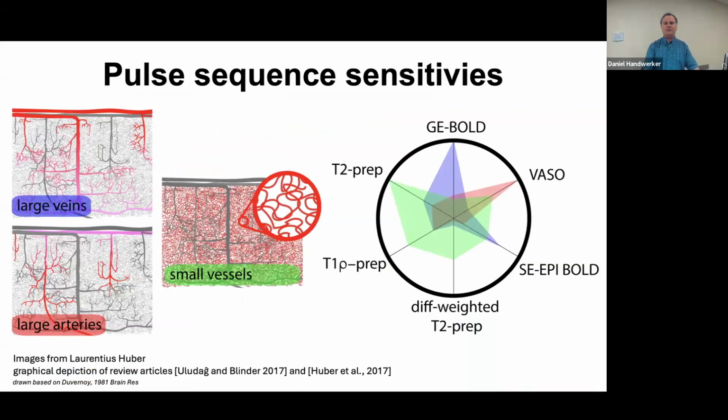Similarly, there are different pulse sequences. Most of fMRI, we talk about gradient echo BOLD, which is skewed towards large veins. But other things that I think Renzo talked about, VASO is much more skewed to smaller vessels. So this is just an example of thinking about these different pulse sequences, and depending what you're looking at, there can be different benefits for each one. Any questions for now?